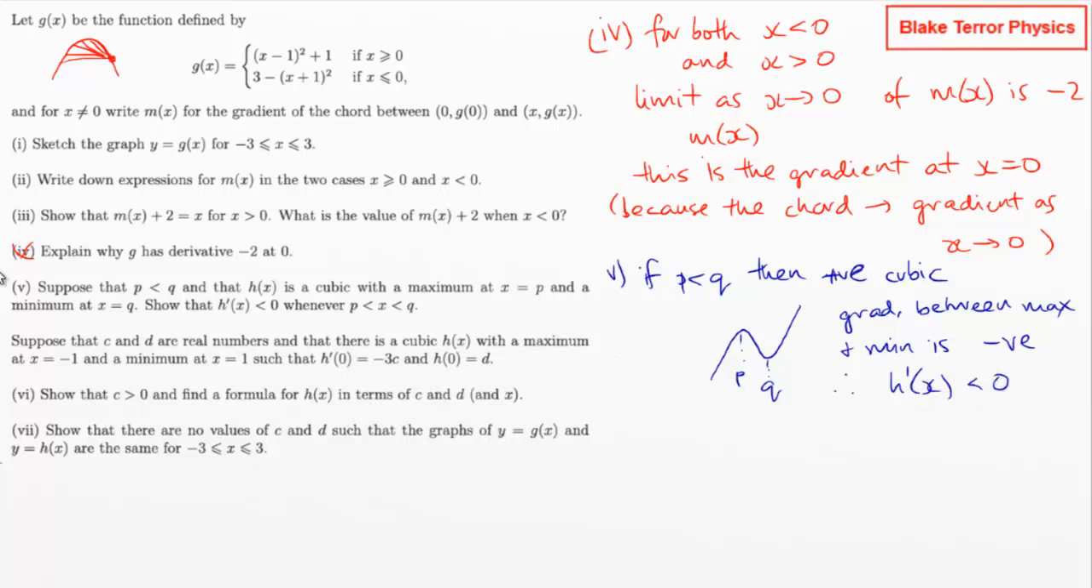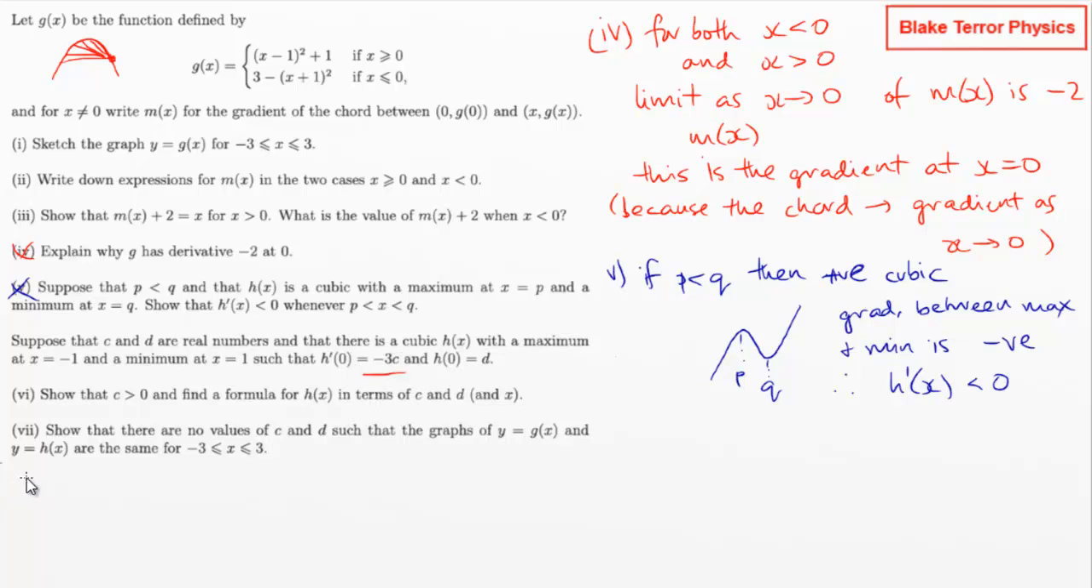Right, that was fine. Suppose that c and d are real numbers. There is a cubic with a maximum at x is minus 1, minimum at x is 1. Right, so what we've just done, such that that's the gradient and that is d. Show that c is greater than 0 and find a formula for that function. Right, and that shouldn't be too difficult either, I don't think. Well, we can see this straight away.